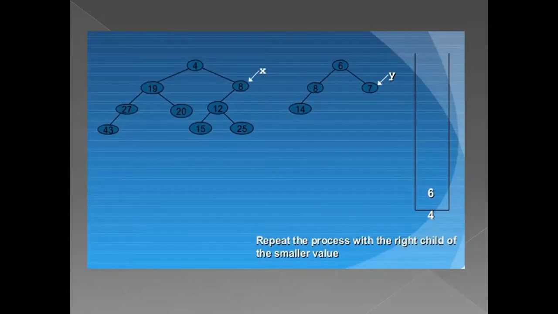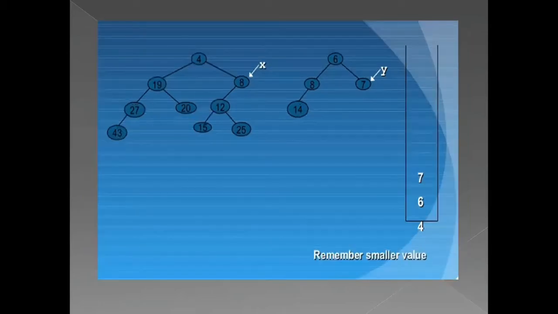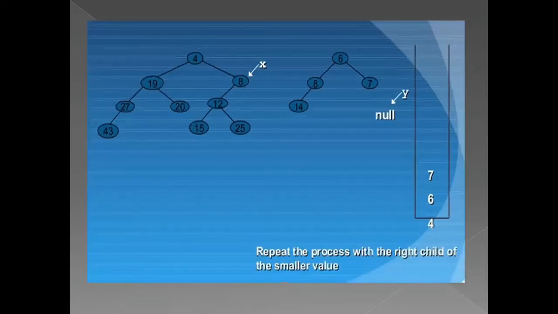Now we have to compare 8 and 7. Here 7 is small, so we will push 7 into the stack, and now we can see that as y has reached its limit, y will point to null. We have to repeat this process until the right child of the smaller value reaches null in either of the trees. So here y has reached null. Comparing null with 8, we put 8 into the stack.